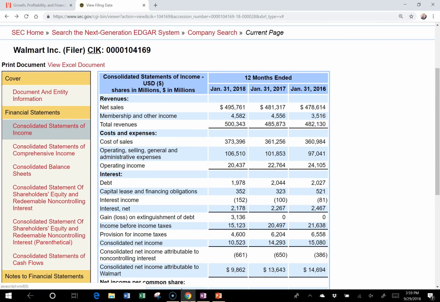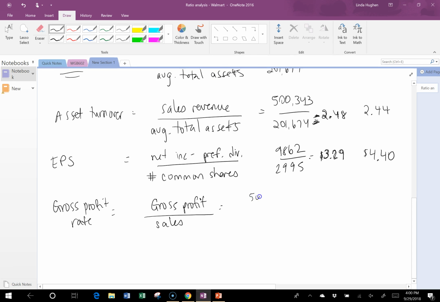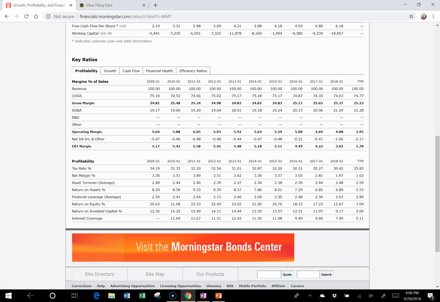We're going to take total revenues of $500,343, and from that subtract cost of sales, which is another way of saying cost of goods sold, $373,396. And divide that by the sales number, $500,343. This gives us a rate of 0.25 or 25%. So we can consider this to say that Walmart on average is marking up its goods over cost by about 25%.